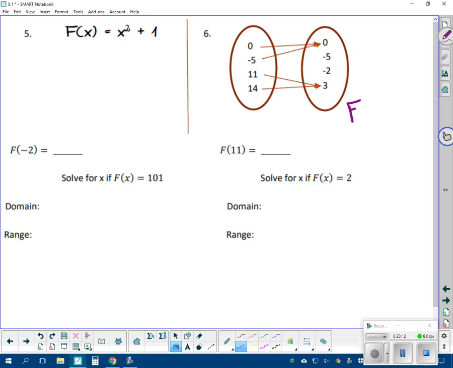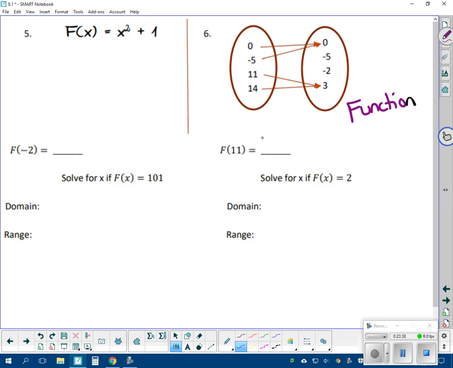Okay, this is definitely a function. Each x value goes to just one y value. You've got a couple of y values that have more than one input, but that's okay because remember, we just need to make sure every x has one y value. Each item at the store can only have one price. But it's okay if two items cost the same amount.